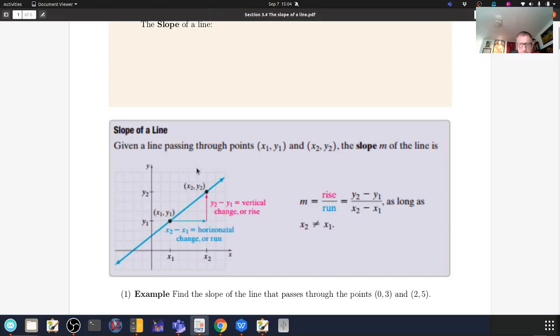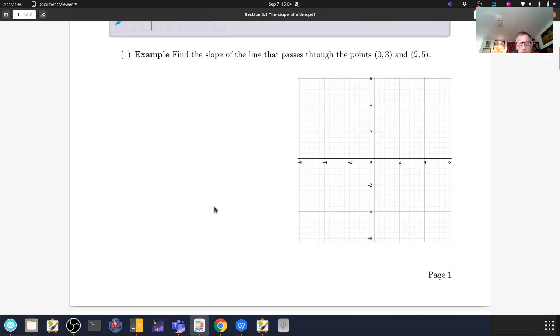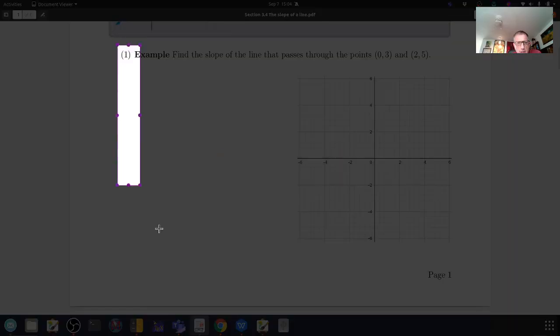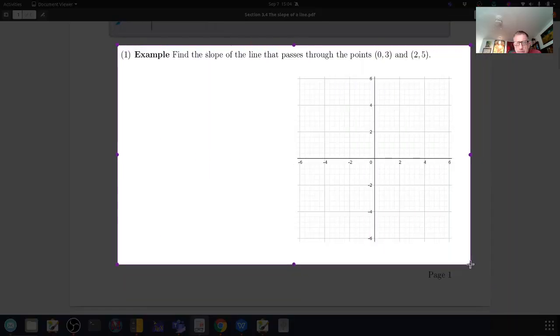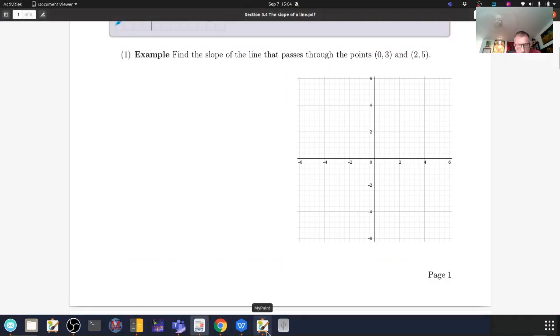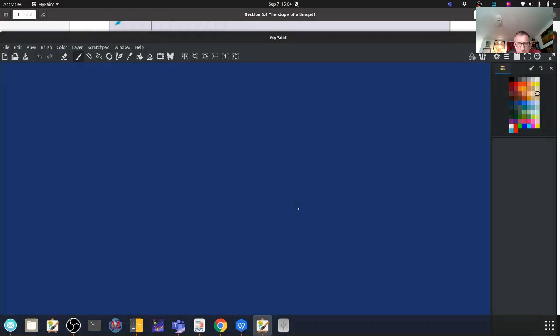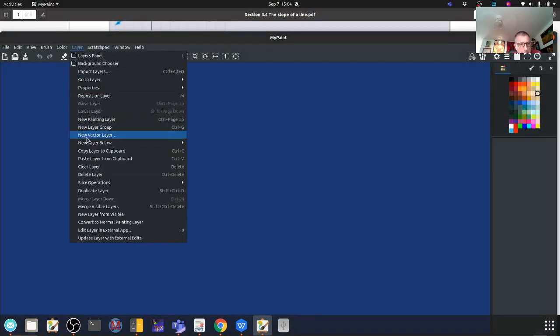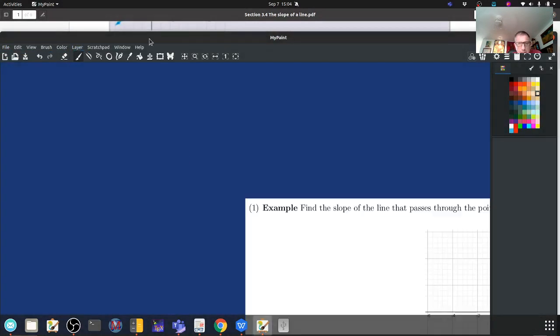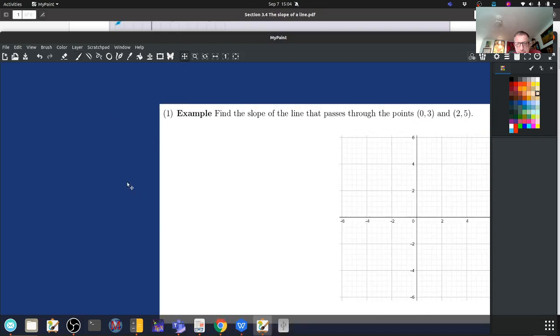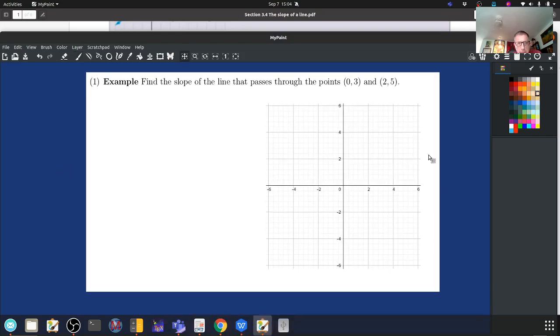I'm going to show you some, we'll actually plot this. So we'll go ahead and do this. Take a screenshot of it. Copy it to the clipboard. And I'm going to start a new canvas here. And we'll move up. So here's the problem we're going to do.